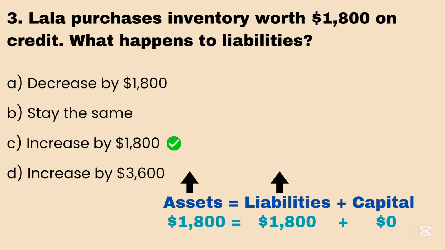Number 3. Lala purchases inventory worth $1,800 on credit. What happens to liabilities? When Lala purchases inventory worth $1,800 on credit, inventory, an asset, increases by $1,800. Liabilities, accounts payable, increases by the same $1,800 because she owes money for the purchase since she bought on credit. The answer is C, increased by $1,800.